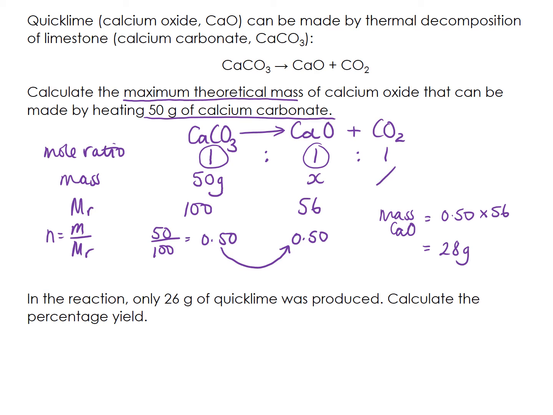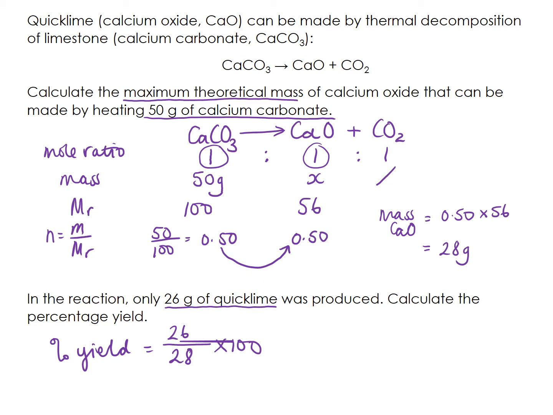In the next part then, in the reaction, only 26 grams of quicklime was actually produced. Calculate the percentage yield. So this is fairly straightforward now. Percentage yield equals the 26 grams actually obtained divided by the 28 grams theoretical maximum mass. Multiply that lot up by 100.